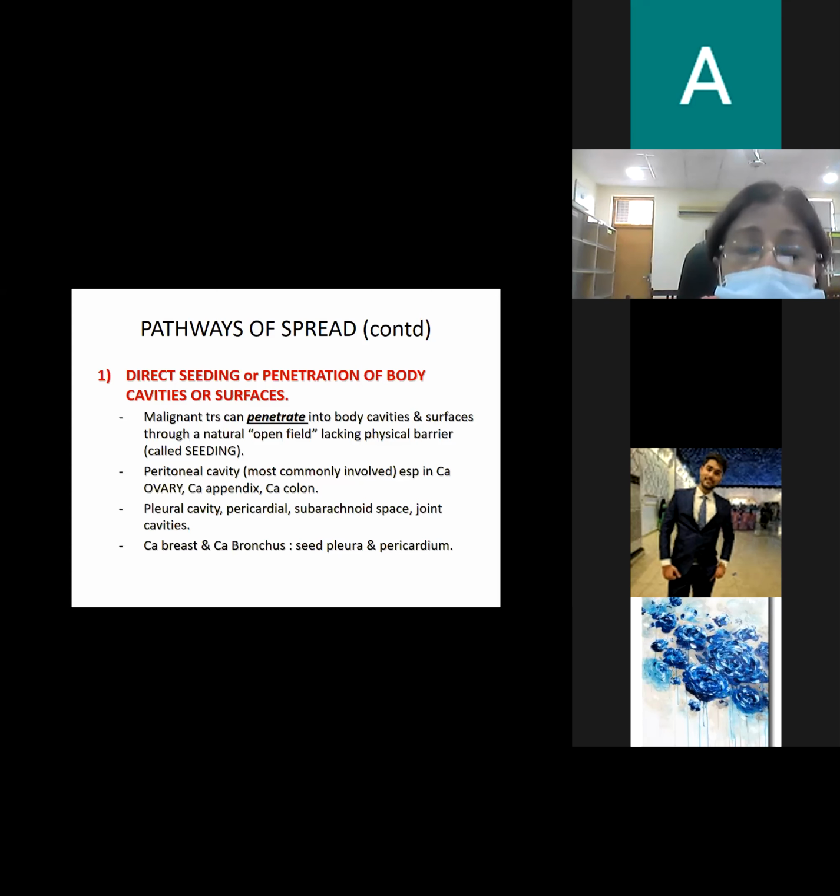सो प्लूरल कैविटी is involved, pleural cavity and the pericardial cavity, they are mainly involved in cancers of the breast and cancers of the bronchus, because cancer of the bronchus and cancer of the breast, जाहिर बात है वो बिल्कुल प्लूरा के पास है ना, डायफ्राम सेपरेट कर रहा है हमारा चेस्ट कैविटी को फ्रॉम द एब्डोमिनल कैविटी। एब्डोमिनल कैविटी के जितनी भी malignancies होंगी, they are going to spread to the peritoneal cavity, and thoracic cavity की जितनी भी malignancies होंगी, they are going to spread to the pleural cavity and the pericardium.